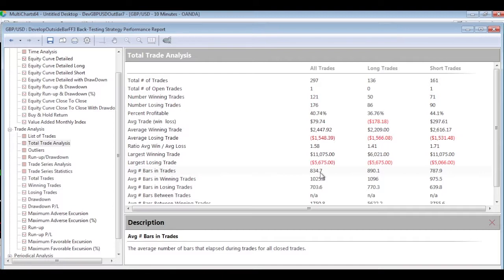Now, bearing in mind this is a 10-minute chart, so it's saying 834 10-minute bars, which is just under 6 days, or 6 24-hour periods. So that's quite a long time. I think we're kind of coming away from what the original idea of this strategy was. I'm not happy that there was such a long average duration of trade here.